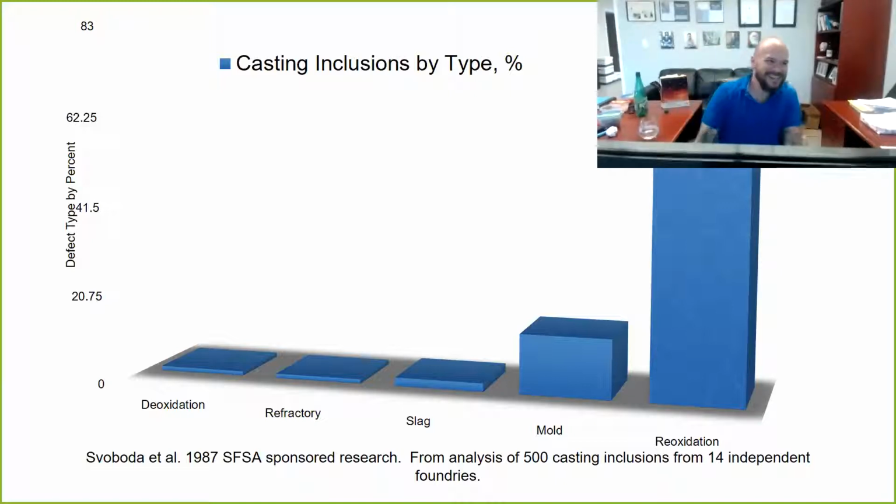All right. So this is from a study that was done in 1987 by the Steel Foundry Society of America. What they did is they took 500 castings from 14 independent foundries and did full cross-sectional microscopic evaluation to determine the inclusion content. And here's the results. In excess of 83% of the defects found in these castings were reoxidation defects. Well, holy shit, who would have thought, right? A recombination of molten metal and air entrained into the bulk of the melt. 83%. All right, let's move on.